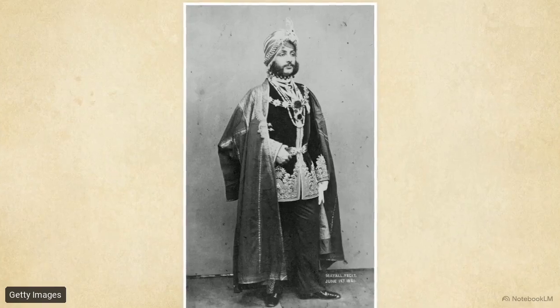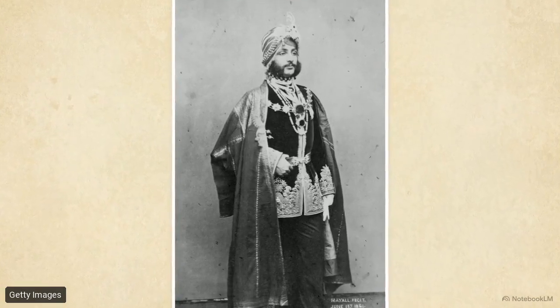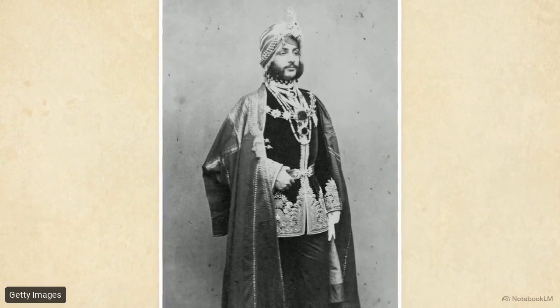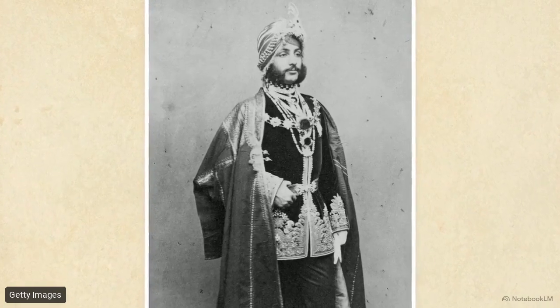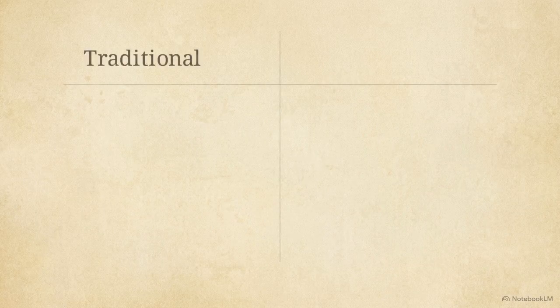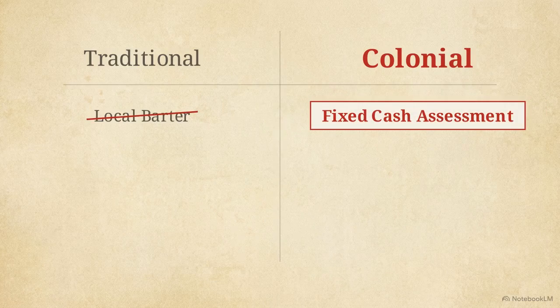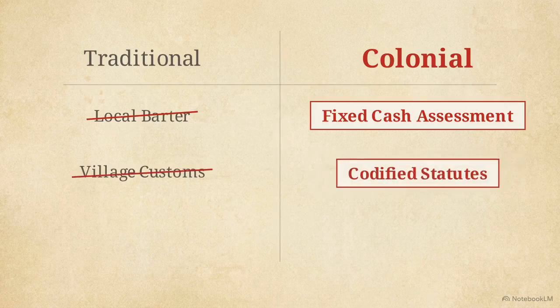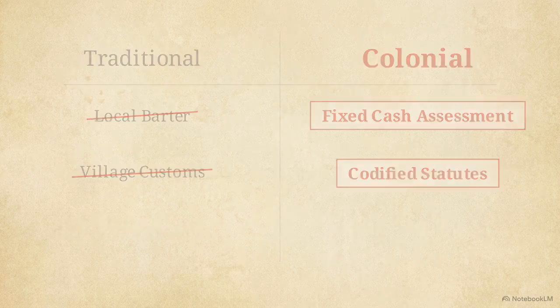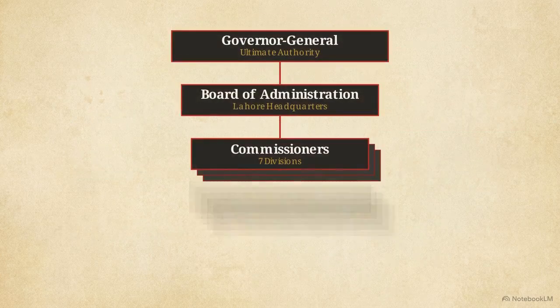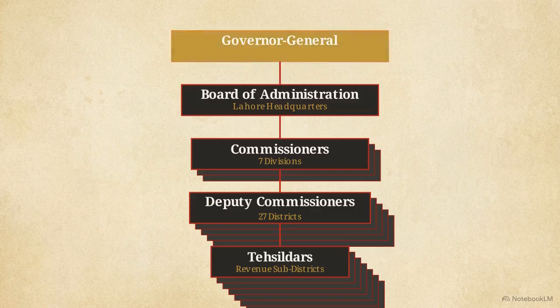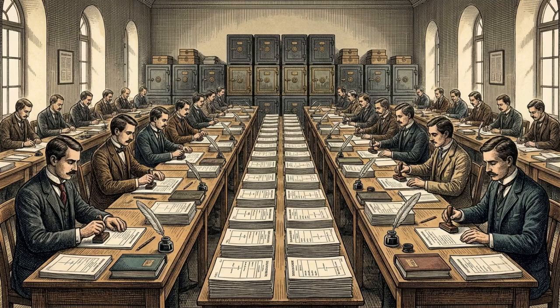The British deposed the Lahore Darbar, stripped its Jagirdars of their revenue-free land grants, and sent the young Maharaja Dalip Singh into exile in England. The British replaced the traditional order. The agrarian economy shifted from local barter to mandatory cash. Legal authority moved from village customs to a codified system. Traditional panchayats vanished, with power consolidating into a formal hierarchy of British officers reporting to the Governor-General. By establishing this rigid, cash-driven bureaucracy, the British set the rules for every socio-economic outcome that followed.